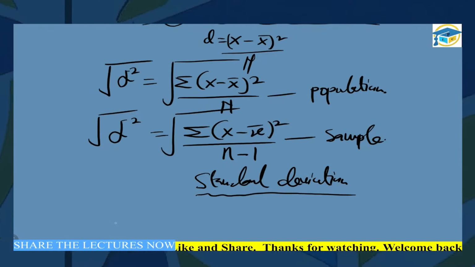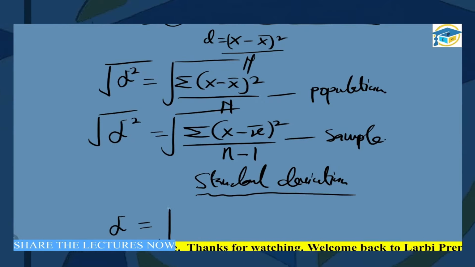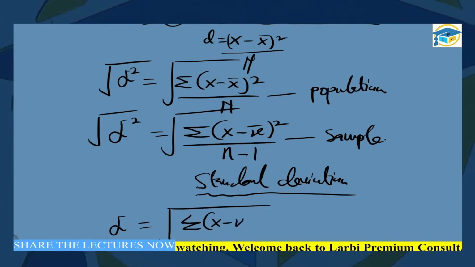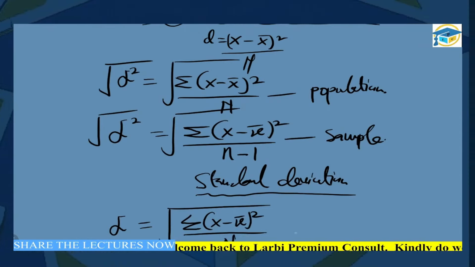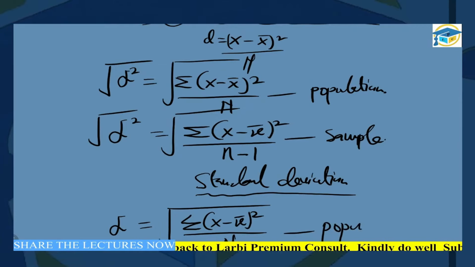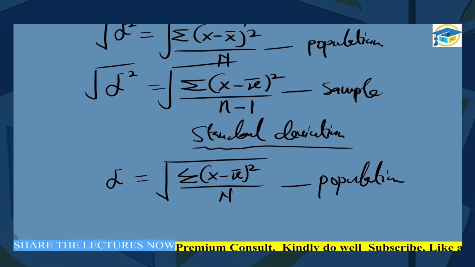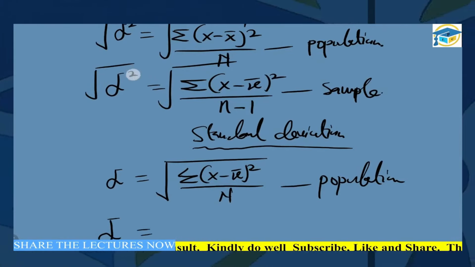So we're going to get our standard deviation as the square root of the summation x minus x bar for ungrouped data all squared, and then divide by N. So this becomes population. But if it is a sample, then the same thing: the square also cancels the square.